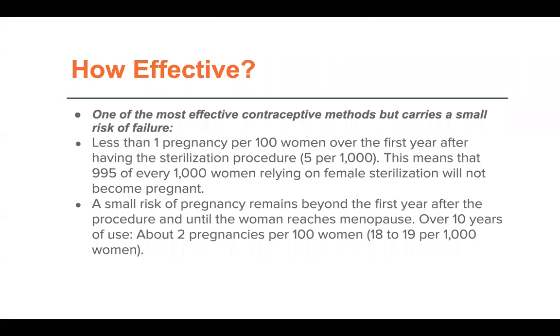How effective? One of the most effective contraceptive methods, but carries a small risk of failure. Less than one pregnancy per 100 women over the first year after having the sterilization procedure, 5 per 1,000. This means that 995 of every 1,000 women relying on female sterilization will not become pregnant.